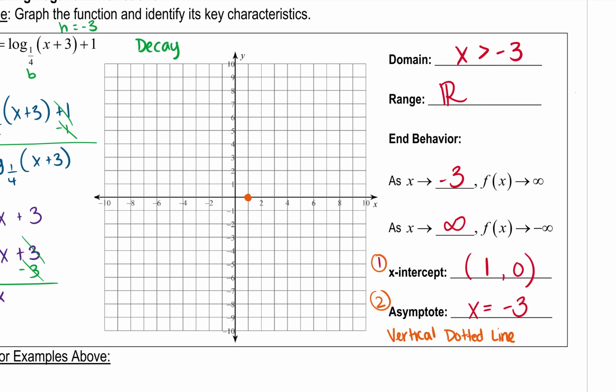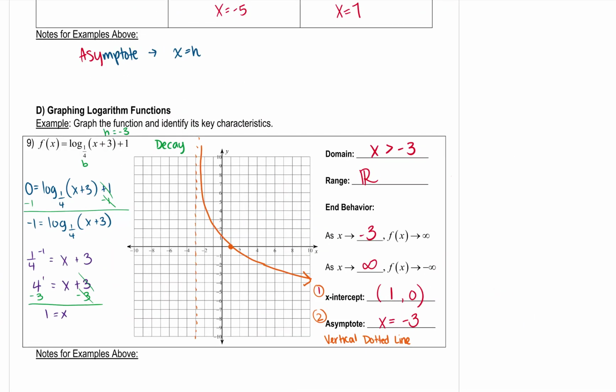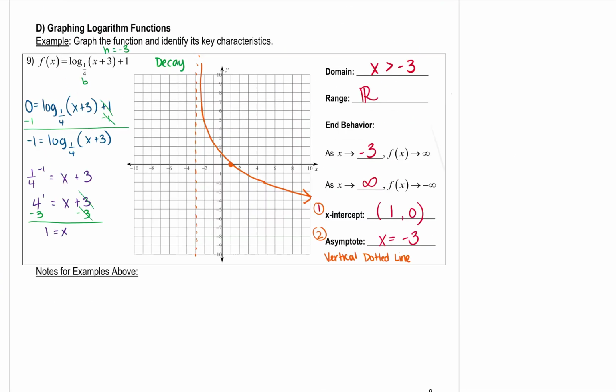So, x is negative 3, and I do a vertical line all the way up. And because I'm decay, I would start at the top, right by the asymptote to the right. I go down through the point and go away from the y-axis. And that is it for this section.